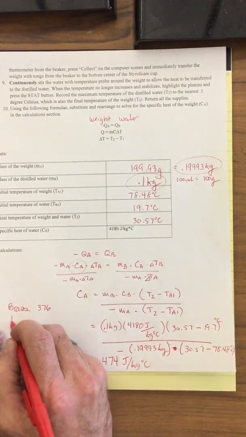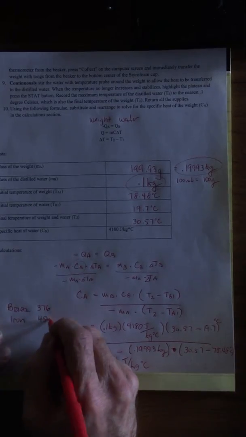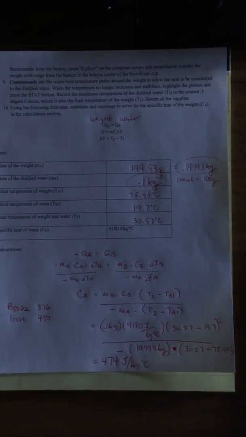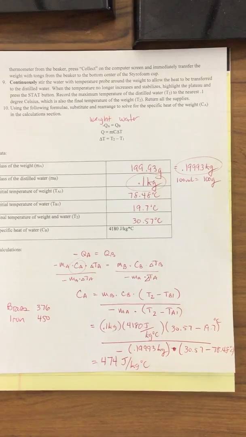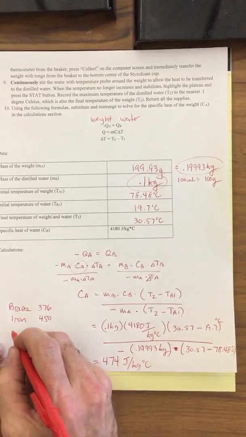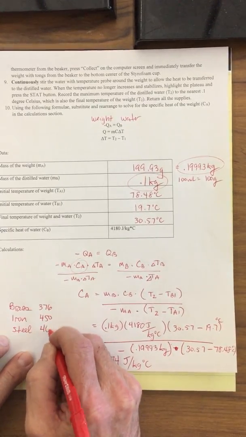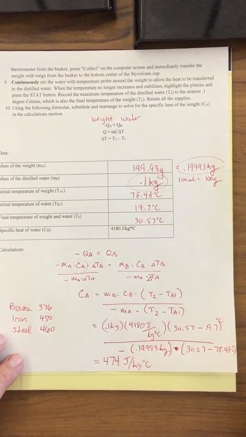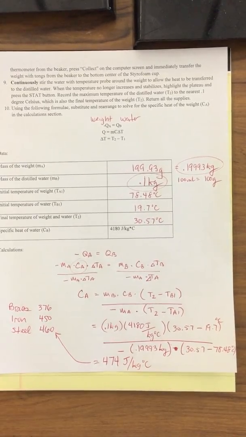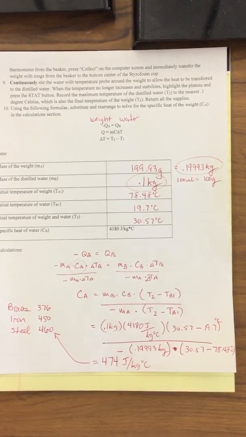And another one is iron. Iron is going to be 450. However, this is not just any particular type of iron. This is actually steel, which has some chromium mixed in with it as well. If you look at the specific heat of steel, you'll see that it is going to be 460. So it is highly likely that it is steel because of its specific heat.